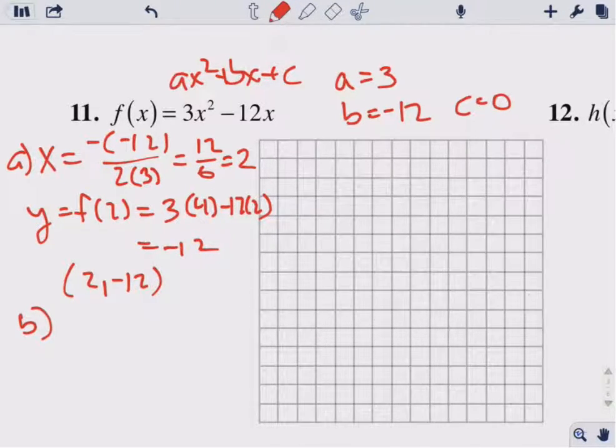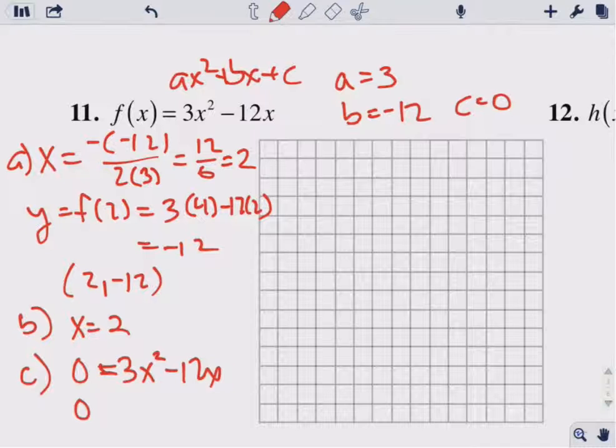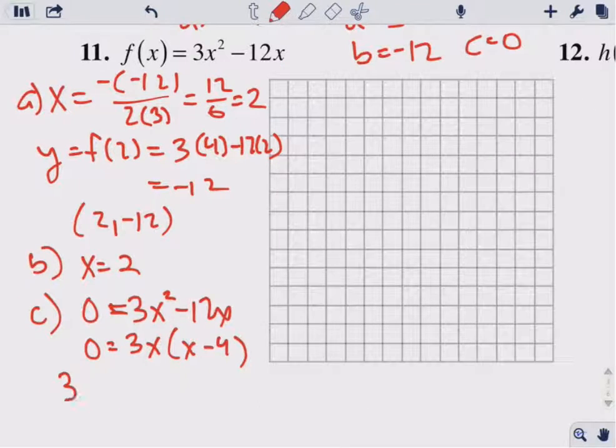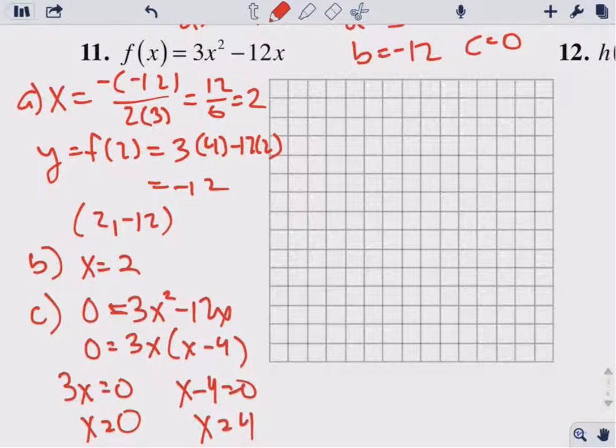B, the axis of symmetry, x equals 2. C, zeros. 0 is equal to 3x squared minus 12x. You can call it GCF. 0 is equal to 3x times x minus 4. Okay, so my zero product property gives 3x is equal to 0 and x minus 4 is equal to 0. So x is equal to 0, or x is equal to 4.